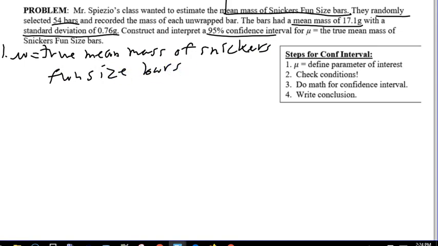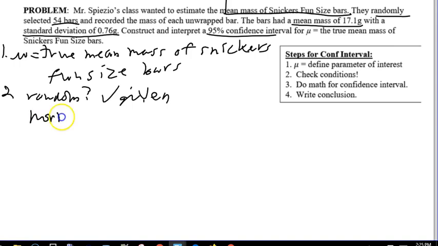Okay? That's it. Number 2, check conditions. Random, question mark, given. Okay, it was given to us. Yes, it was random. It does not tell us it's normal. We don't know that, being told that. But we do have 54 bars, which is greater than or equal to 30, so check. We're good to go. 54 is greater than or equal to 30, we're good.